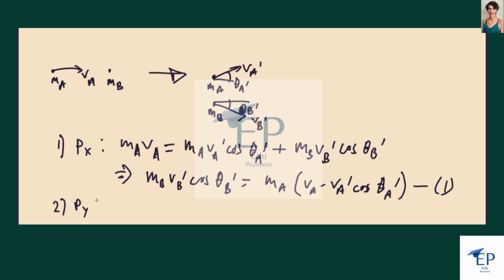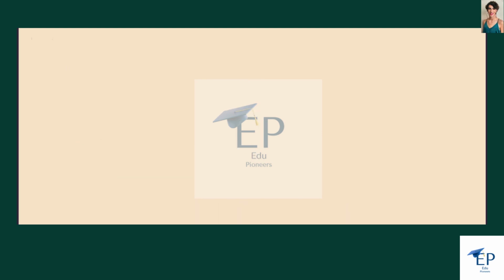Second conservation law is conservation of momentum in the y direction. No momentum in the y direction initially. That is equal to MA VA prime sine theta A prime minus, this time, MB VB prime sine theta B prime, the vertical components, and minus because obviously they are moving in opposite vertical directions. Therefore, the equation we get here is MB VB prime sine theta B prime is equal to MA VA prime sine theta A prime, and that's equation 2.